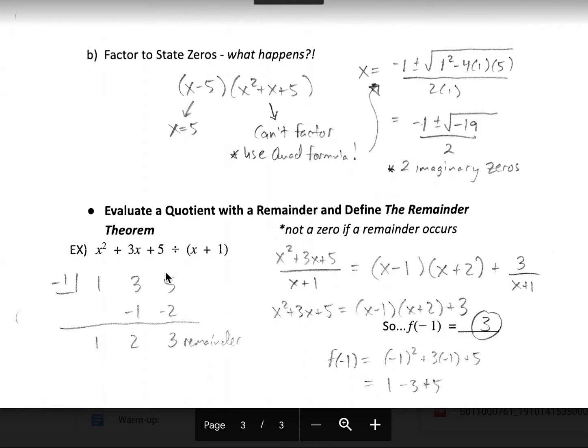So why do we use division to evaluate a function? Well, we don't have to. It's just a cool trick. So that's called the remainder theorem.